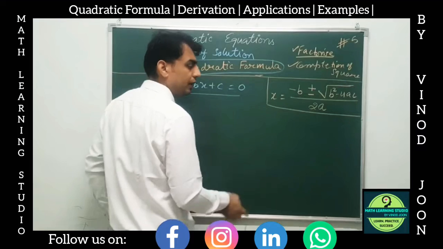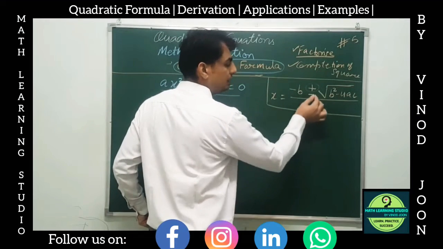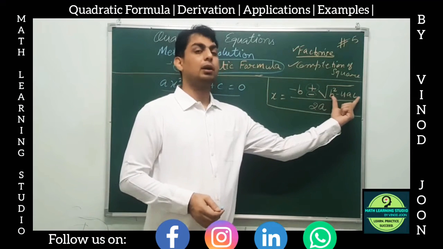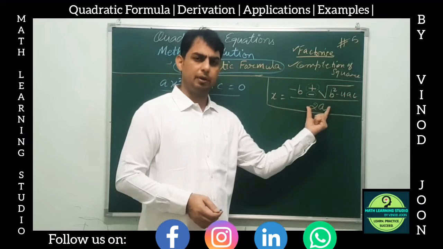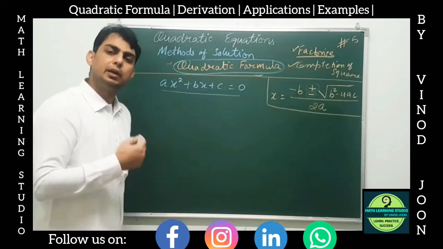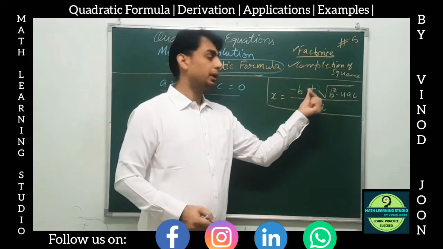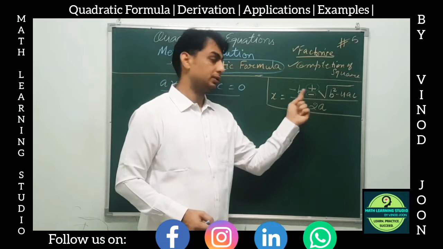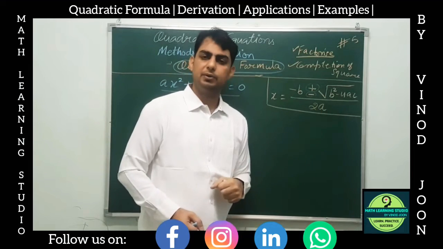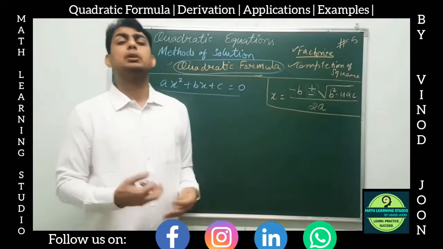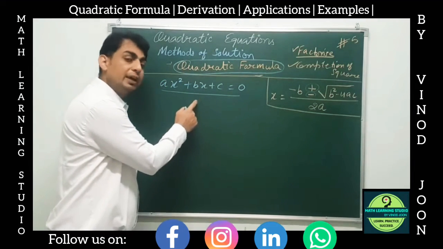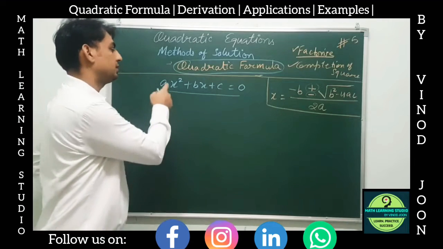There are two values of x here also, because you can see one is plus and minus. So one value will be minus b plus under the root b square minus 4ac, whole divided by 2a. Now what are these a, b and c? They are nothing but the coefficients of this equation. The second value will be, in place of plus, we will write minus sign. So minus b minus under the root b square minus 4ac, whole divided by 2a. So this is a very simple and direct formula to find the solution or the values of x for any quadratic equation which is in this form.